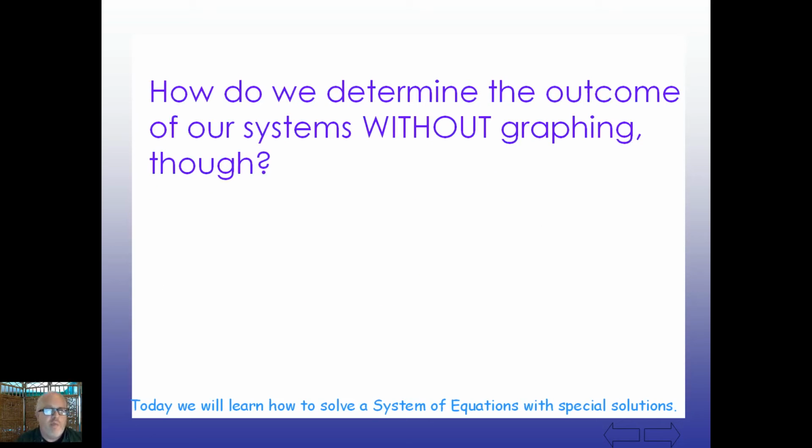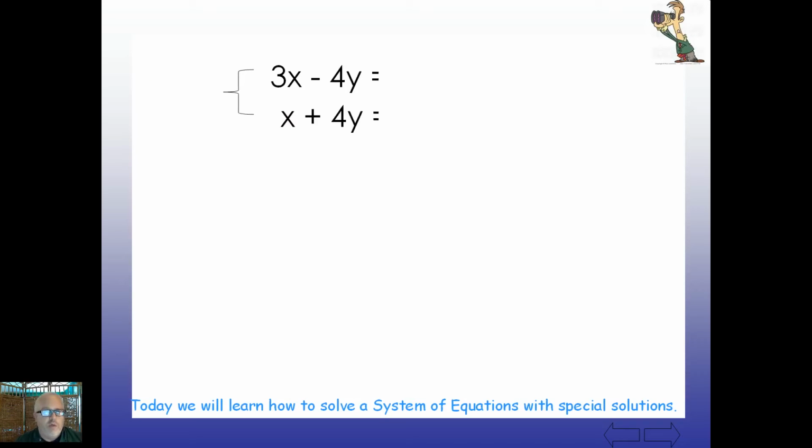Now, how do we determine the outcome of our systems without graphing? What if we don't have the means or the desire, or the requirement is not to graph? How do we determine the outcome? So here's what we'll do. Let's take a look. Just watch, please. We've already seen this. If we want to solve this, the easiest way is by addition. Notice that the y's have opposite coefficients. So we add straight down, and we end up with 4x = 8.